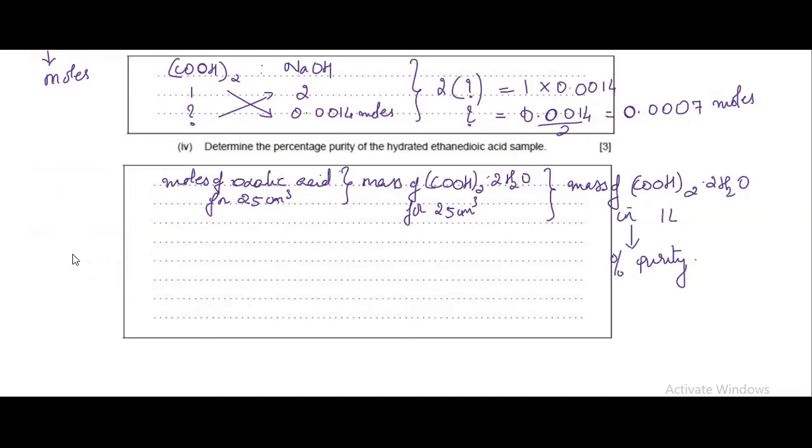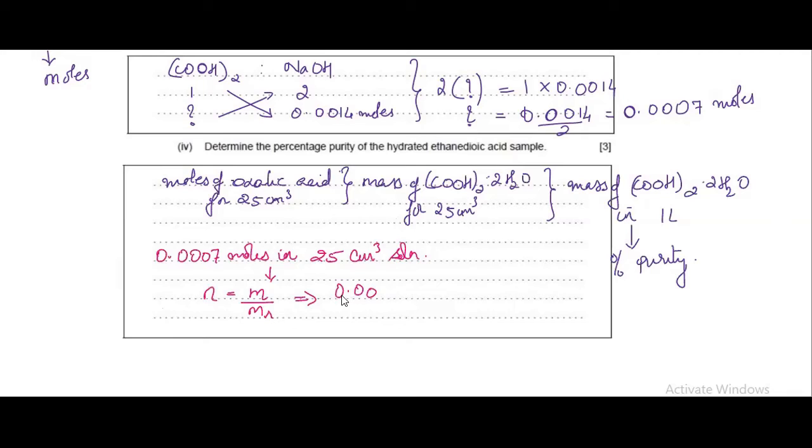So first, moles of oxalic acid in 25 centimeter cube, that we already found in the previous question. So that is 0.0007 moles in 25 centimeter cube solution. Now, in order to find the mass of it, we have to use the formula: number of moles is equal to mass over molar mass.